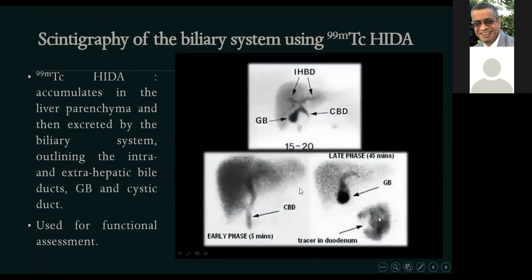Lastly, scintigraphy or HIDA scan. It's used mainly in neonates to differentiate between biliary atresia and neonatal hepatitis, because this agent is accumulated in the liver and excreted in the duodenum. So failure of excretion after 45 minutes means that we have a case of biliary atresia. While failure or delay of accumulation of the contrast in the liver means that we have neonatal hepatitis.